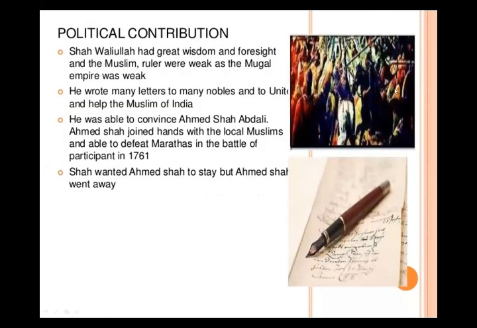Shah Waliullah's political contribution: he had great wisdom and foresight about the Muslim rule and the weakened Mughal Empire. He wrote many letters to the nobles to unite the Muslims of India. Shah Waliullah emphasized that the rulers should enforce Islam. Islamic law should be organized according to the Islamic way. He clarified the importance of jihad to the soldiers and urged them to go to jihad.